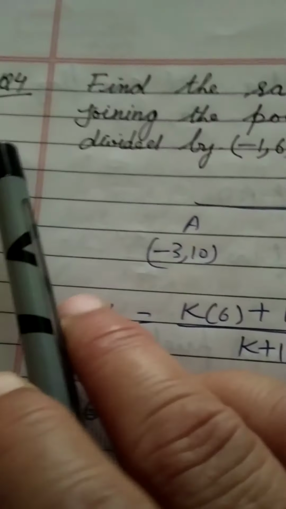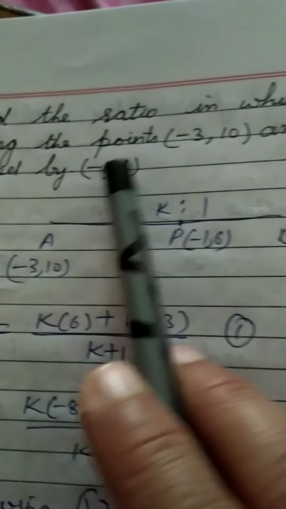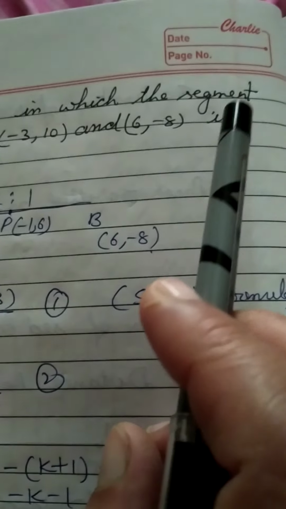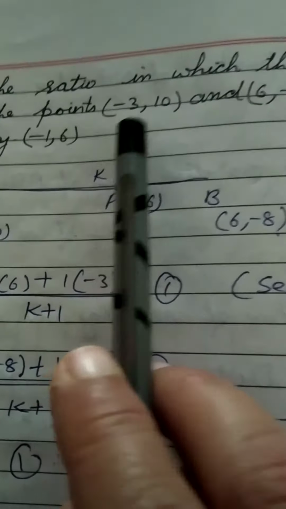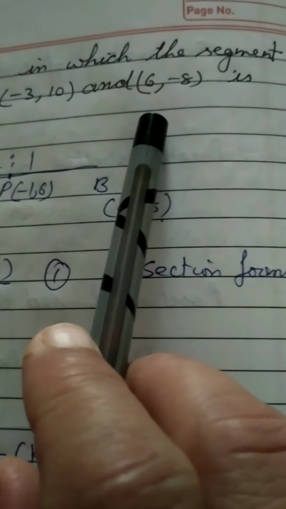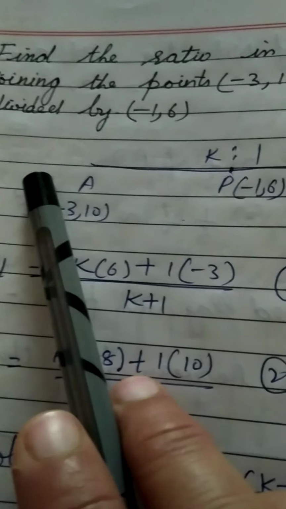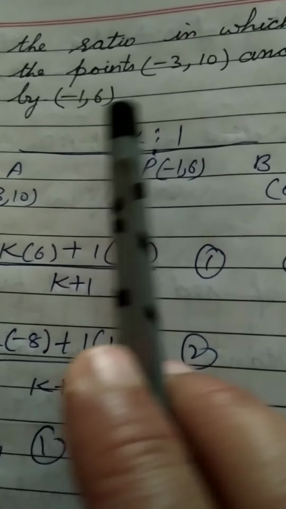Now we come to question number 4. Find the ratio in which the segment joining the points (-3, 10) and (6, -8) is divided by (-1, 6).